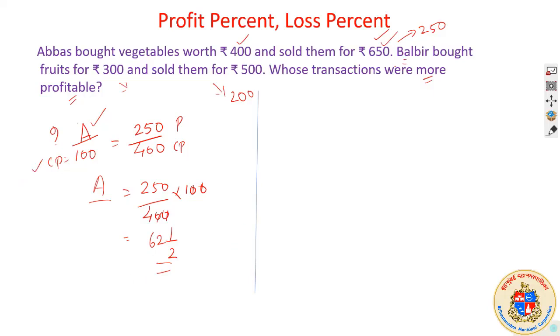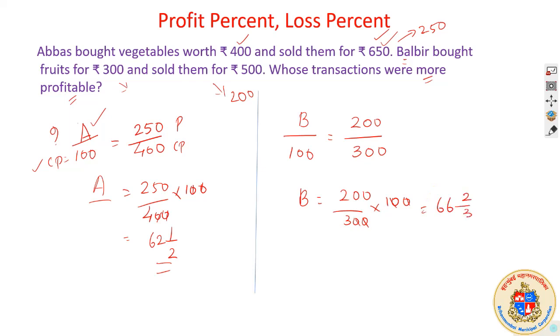Let us come to Balbir. Balbir got 200 rupees profit out of 300. So let B be the profit for Balbir for 100 rupees, and what actually happened is he got a profit of 200 against a cost price of 300. Again the same principle will apply. B is equal to 200 upon 300 into 100, dividing both sides with 100, and we get 200 upon 3, which is equal to 66 and 2 upon 3.